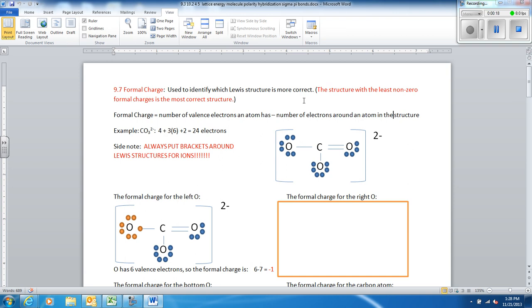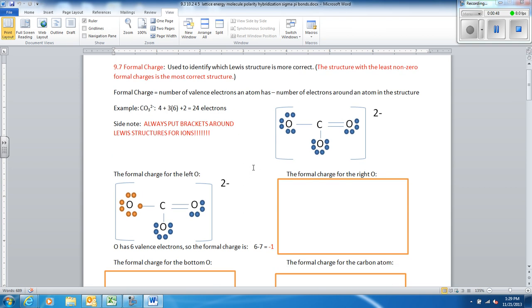The reason why we care about formal charge is because sometimes there are two possible Lewis structures, and we use formal charge to identify which structure is more correct. We pick the structure that has the least non-zero formal charges, the most zero formal charges. We want formal charge to be zero. So we're not going to do that whole picking a Lewis structure that's more correct right now. First, we're just going to identify how to figure out Lewis structures. How to figure out formal charge.